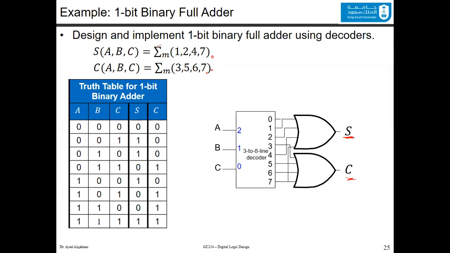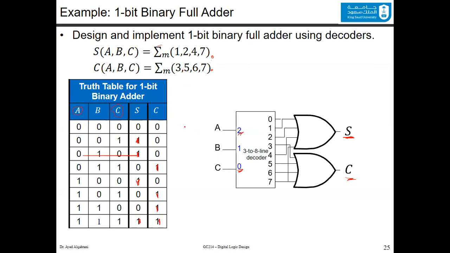If this were given to you in the question, you can construct the truth table by having the A, B, and C as inputs. Now C is the least significant, the A is the most significant bit. This is why in the input of the decoder, you will put C here and you will put A right here. Now the min-terms 1, 2, 4, and 7 for the sum is here. This is 1, 2, 4, and 7. The minterms for the carry 3, 5, 6, and 7.